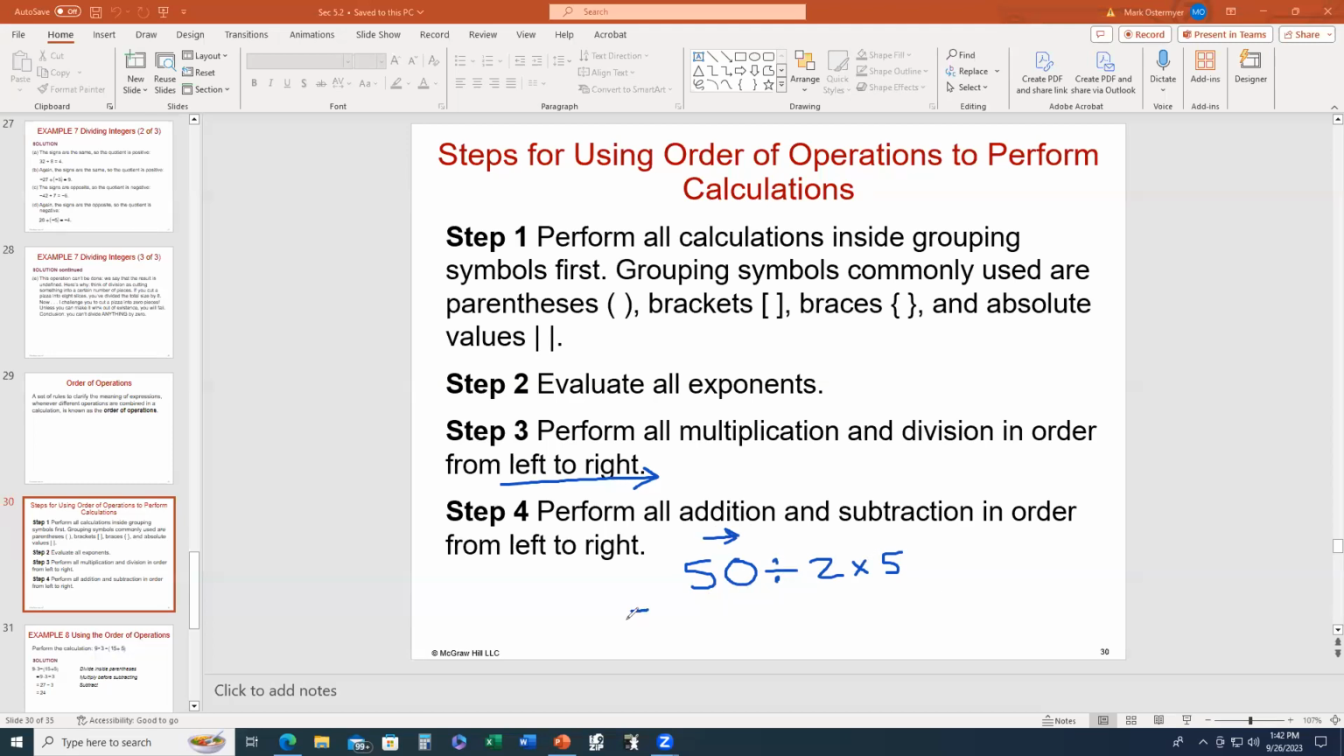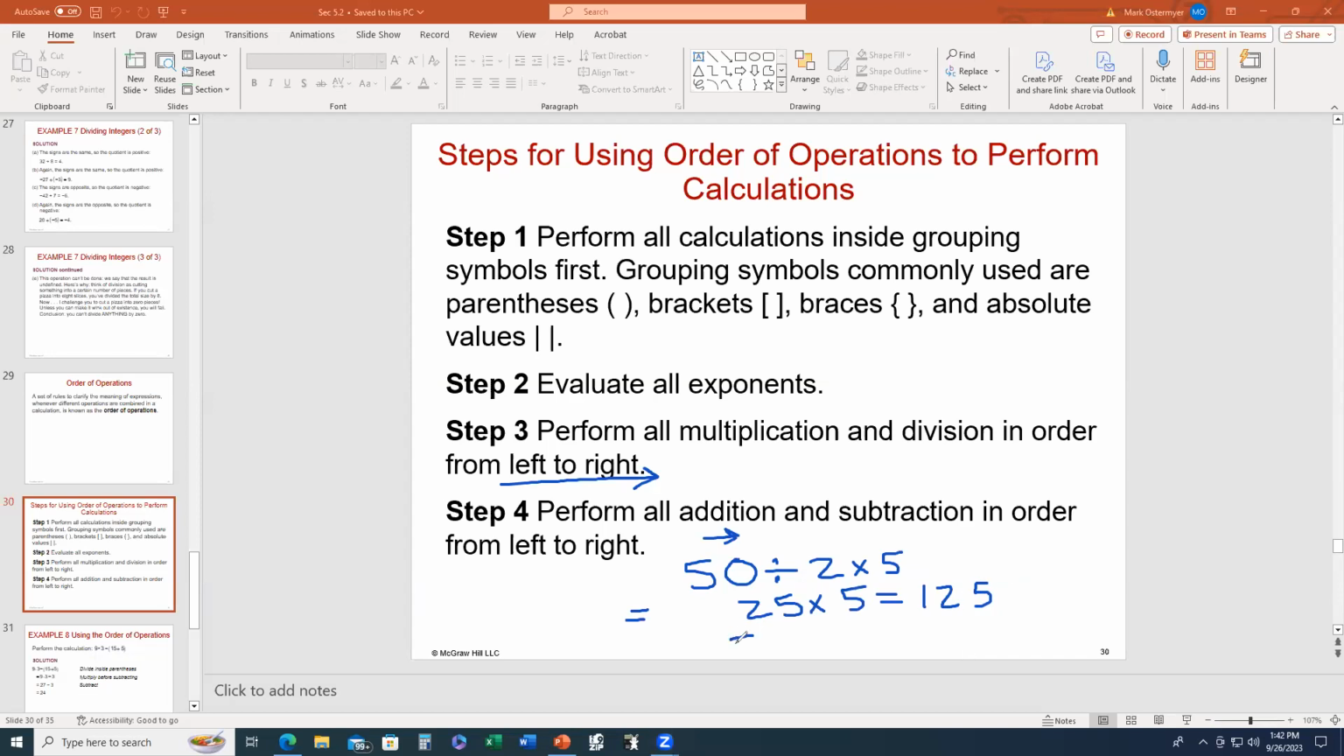So what's 50 divided by 2? 25. Now what's 25 times 5? 125. Yeah, 5 times 25 is 125. That'd be your final answer here. So in that case, we would divide before we multiply, correct? Everybody understand that there?